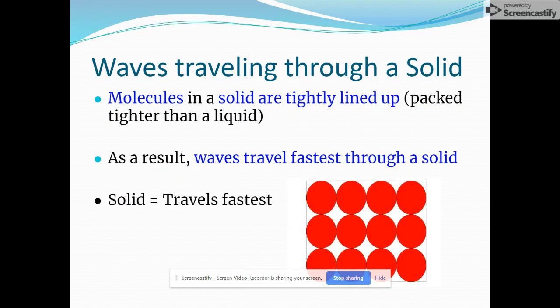And then traveling through a solid, molecules in a solid are tightly lined up. They're packed tighter than liquid. As a result, waves travel fastest through a solid. That is why you cannot wave your hands through a solid. If you were to try to do that, you would find that you get hurt. If anybody's ever punched a wall on purpose or by accident, you definitely find that you get hurt when you do that. That is because it is a solid.